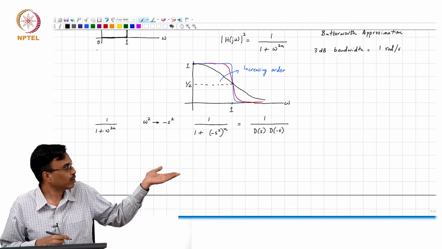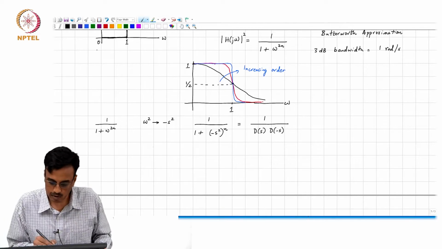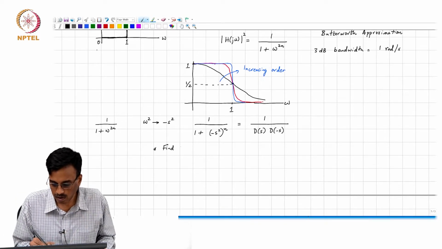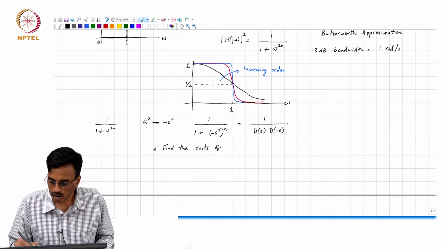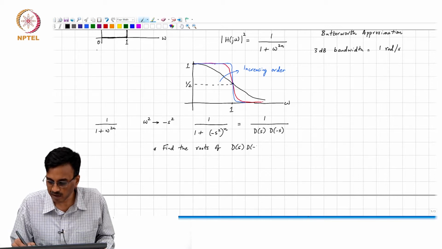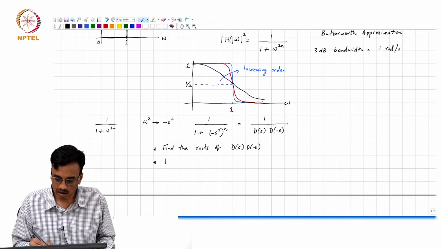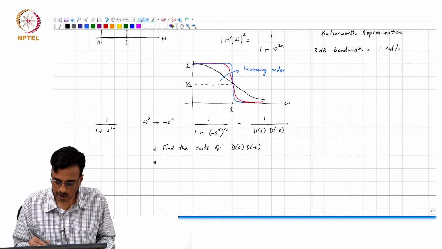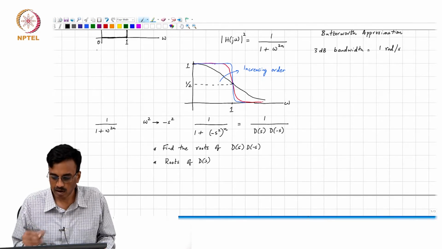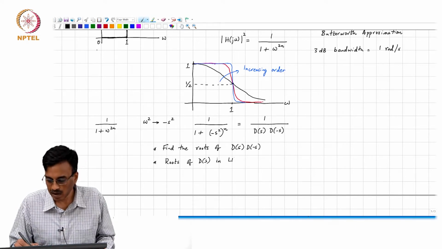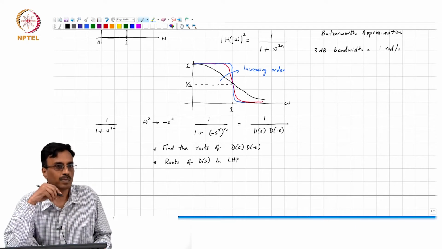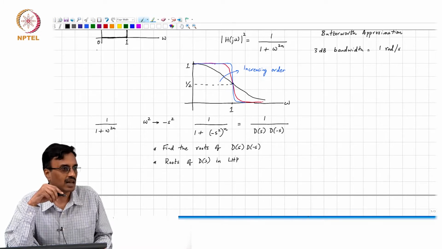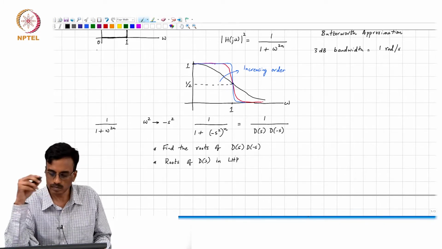How do we find d of s? Well, we find the roots of d of s times d of minus s, and the poles of d of s, or the roots of d of s. The roots of d of s in the left half plane are what we are interested in, because we are interested in realizing a stable filter transfer function.